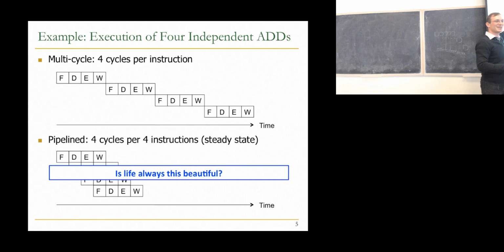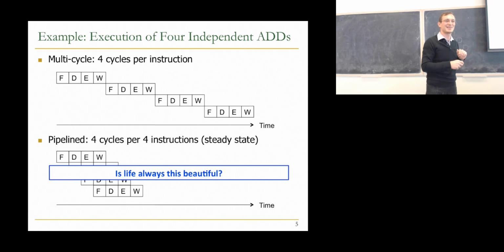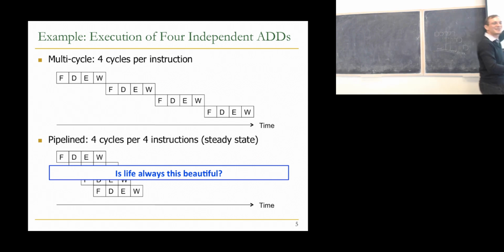So what's the assumption here? Yes? That you always know what instruction to run next. That's right, that's one good assumption. What else? Yes? The data is always ready when you need it. That's right, basically these are four independent adds, right? Hopefully. They don't need the data from each other in this case. What else?